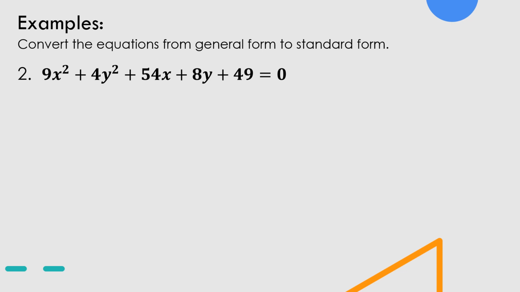So we have 9x squared plus 4y squared plus 54x plus 8y plus 49 is 0. So when we classify, look at the leading coefficient, the a, in front of the x squared, and look at the c, that coefficient in front of the y squared term, and compare them. Both of them are positive, so that means it would be an ellipse or a circle.